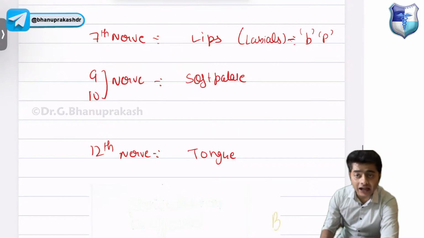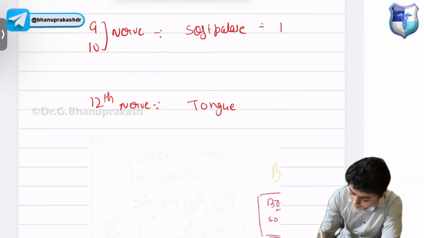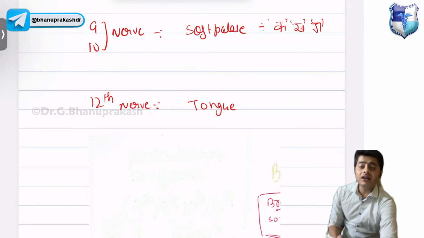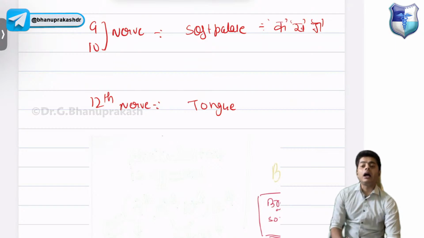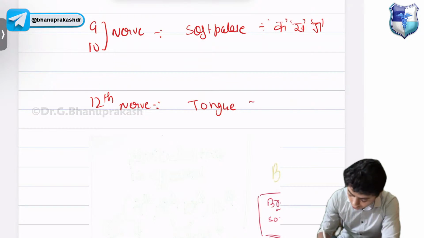What sounds are formed with the help of your soft palate? These are your ka, kha, ga. And with the tongue, ta, da, na. See, when you have to say ta, da, na, you have to use your tongue.